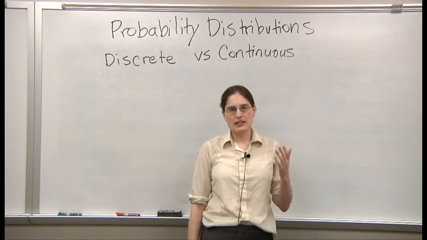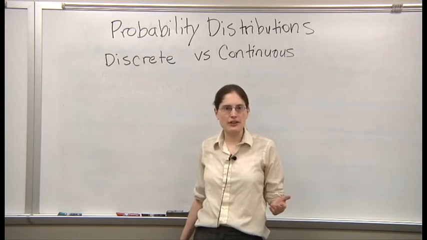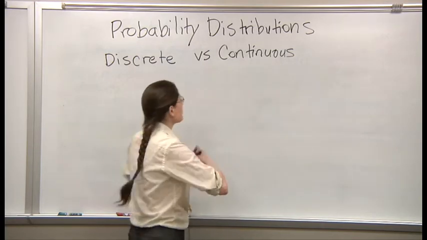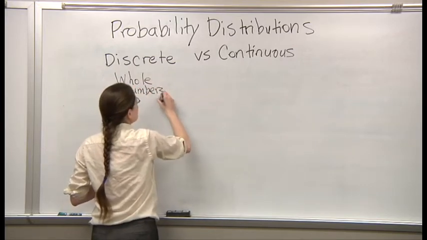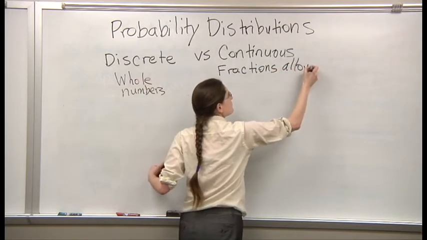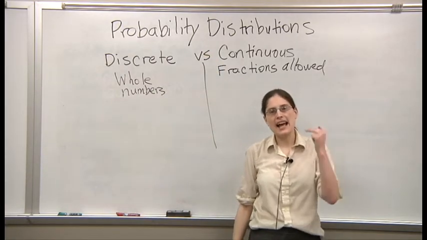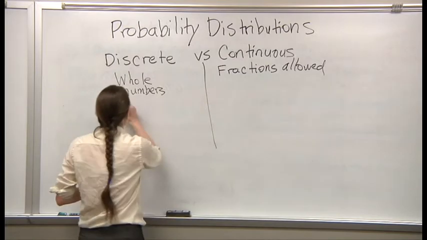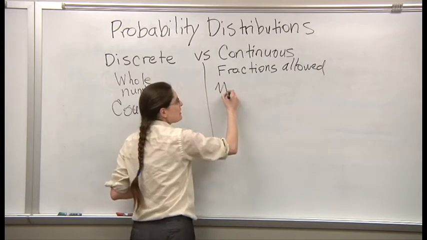So basically, discrete is a variable that can only be whole numbers, that can only be specific values. Continuous is something where fractions are reasonable. A discrete variable asks someone how many. Continuous asks how much. This is counted. This is something we just measure.